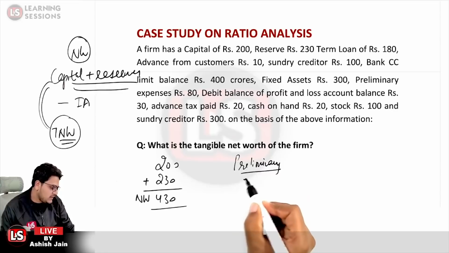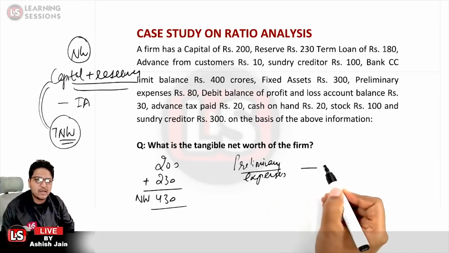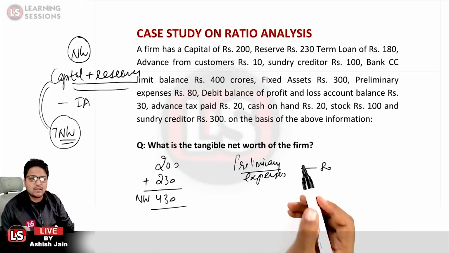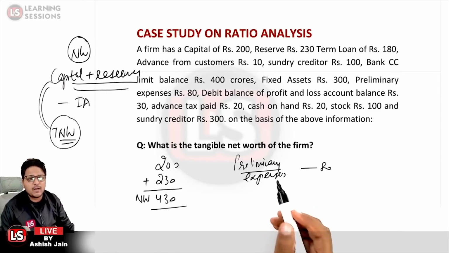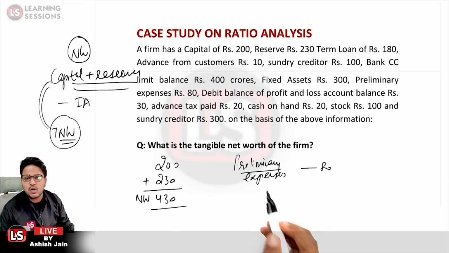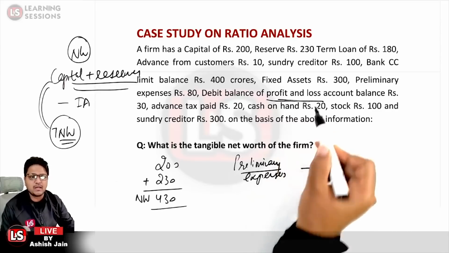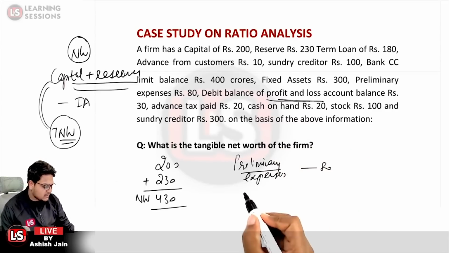So these are the intangible assets, amounting to rupees 80 crore, and a further 80 crore for the debit balance of the profit and loss account. If there is a debit balance, what does it indicate? It indicates a loss, and it is also shown as an asset. Loss is also an asset for the company. So what kind of asset is it? It is also an intangible asset.